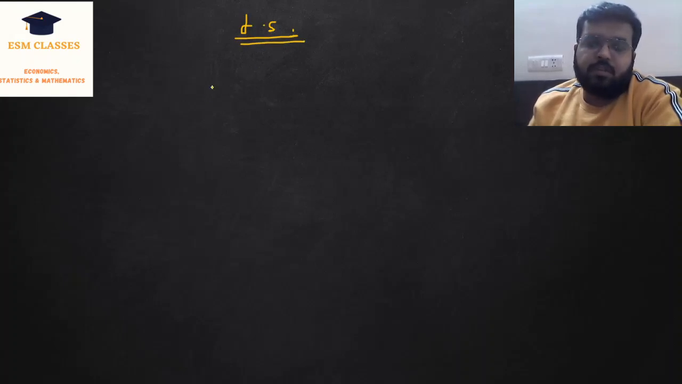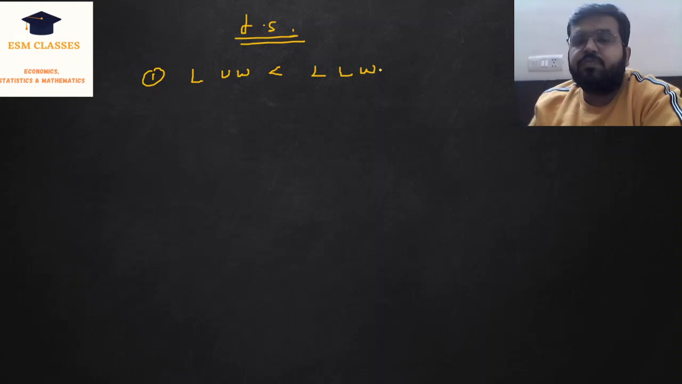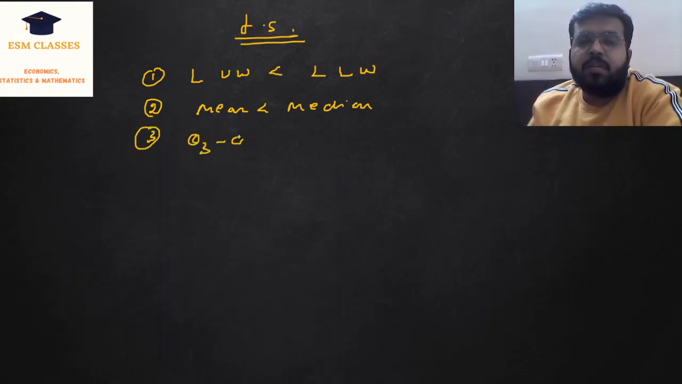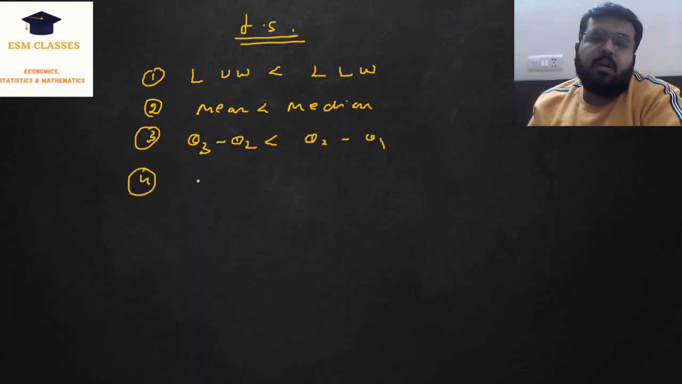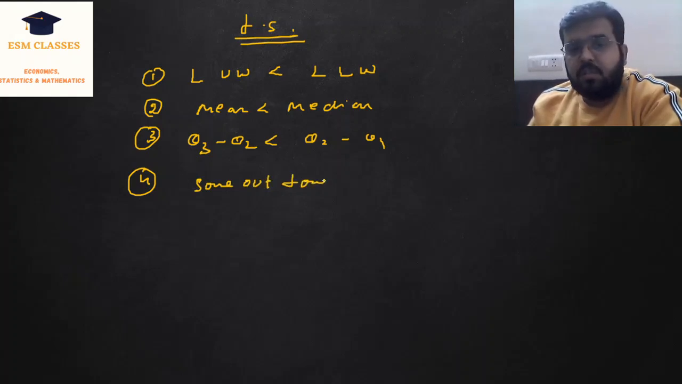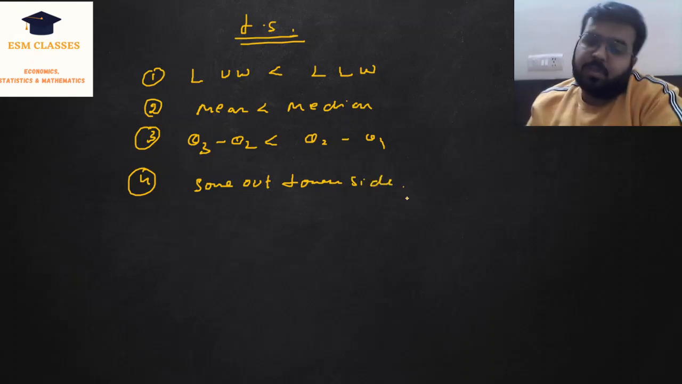In the case of a left skewed distribution, we can say that, number one, the length of the upper whisker is less than the length of the lower whisker. Second, we can say that mean is lesser than median. Third, we can say that Q3 minus Q2 is less than Q2 minus Q1. And fourth, there might be some outliers towards the lower side, and there are no outliers towards the upper side, right?